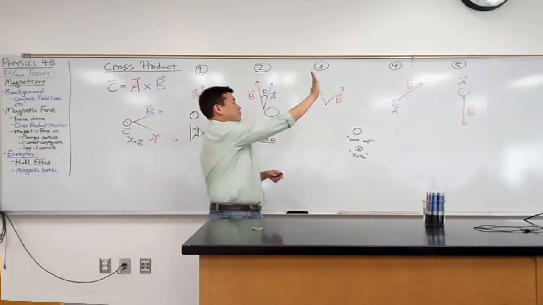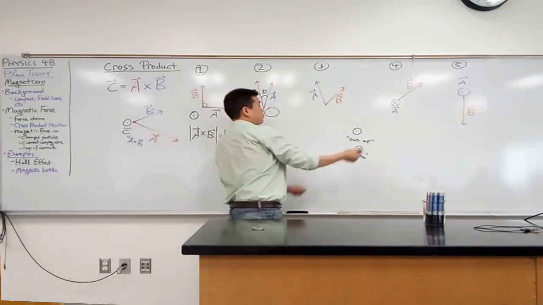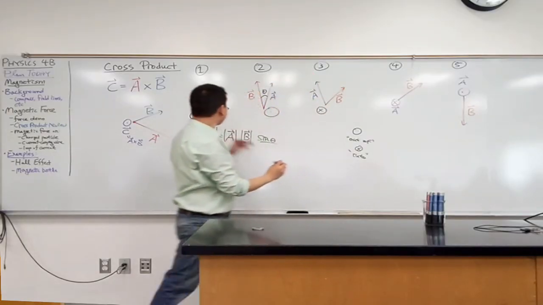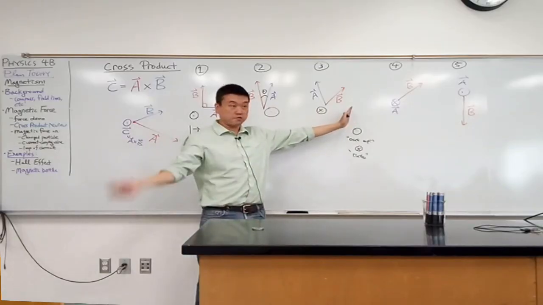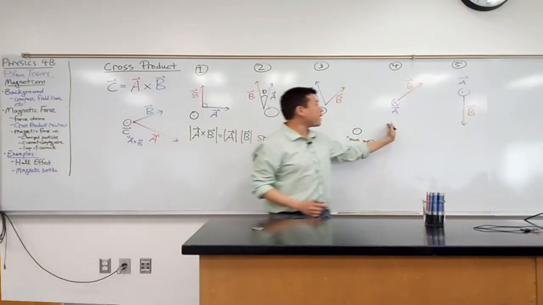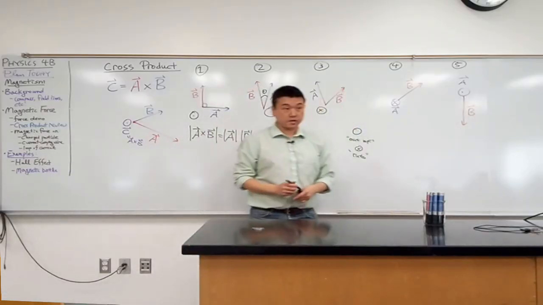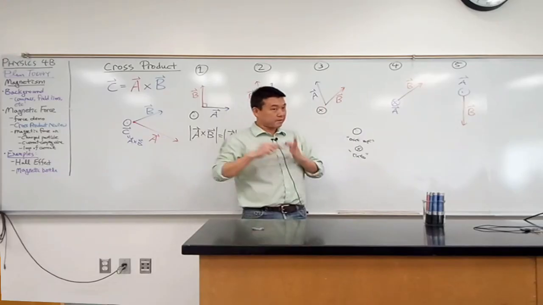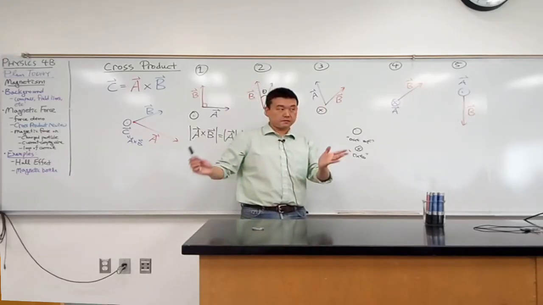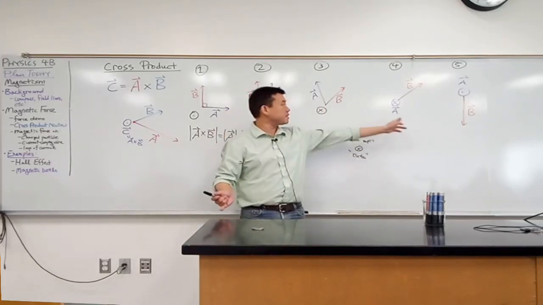You sort of find your way, A cross B goes into the board. So if you got 1 through 3 correctly, then you're on a good step. 4 and 5 are going to be challenging because you have to think three-dimensionally. Before I give you a couple more minutes, let me just give you a hint.